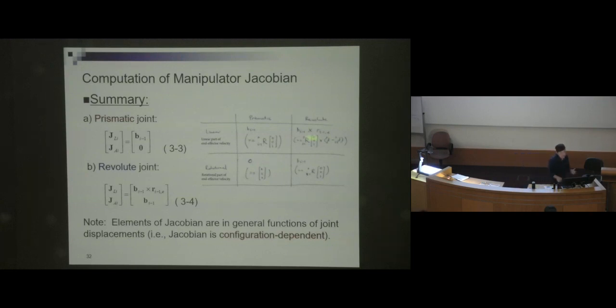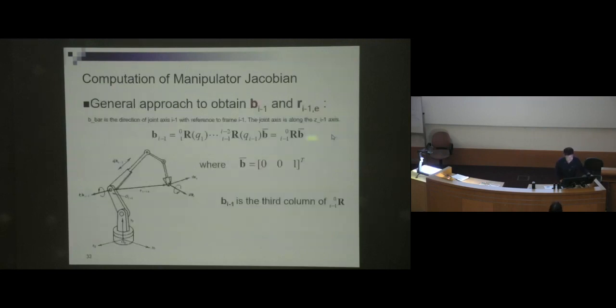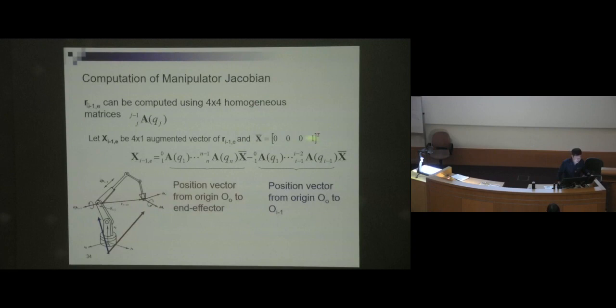Then the next variable that you need to determine, after you determine your b_{i-1}, will be your r_{i-1,e}. So we look at the same manipulator again. With this manipulator itself, we can compute the r_{i-1,e} using the 4x4 homogeneous matrix 0_{j-1}A_j(q_j). So this is the homogeneous matrix that you have from your forward kinematics. Meaning that every time you want to determine the Jacobian matrix, you have to start from the forward kinematics.